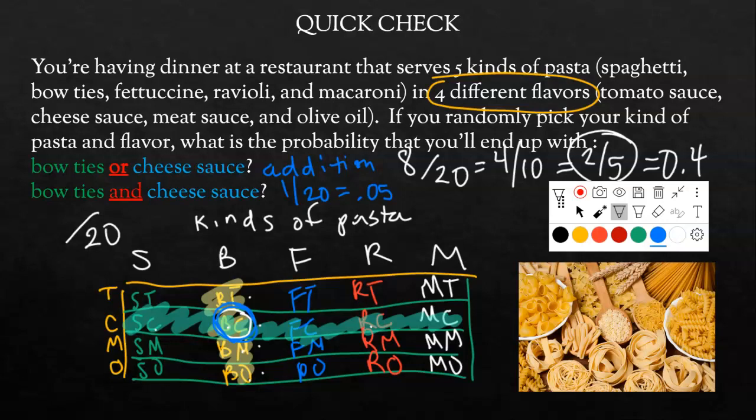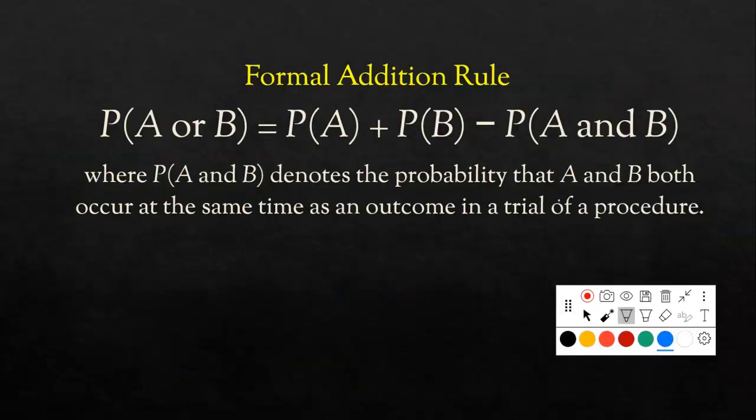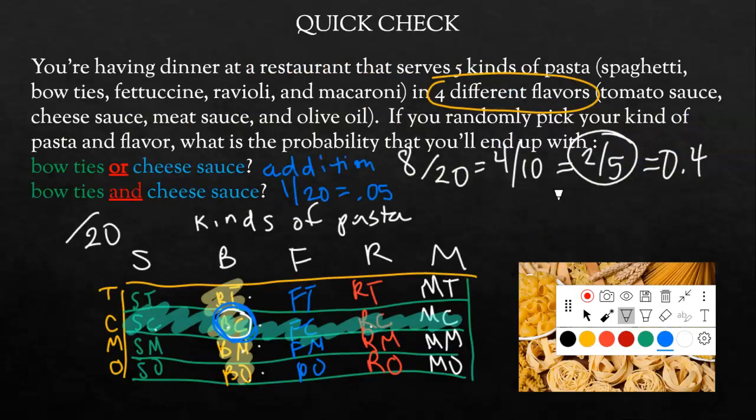So that is 2 different questions related to a sample space of 20. In one case, I'm using what's referred to as the addition property, and in the other case, I am using the multiplication property. So here is the formal addition rule. The probability of A occurring plus the probability of B occurring, but then you subtract the probability of both events occurring. And I did the informal, but now let me show you what the formal is.